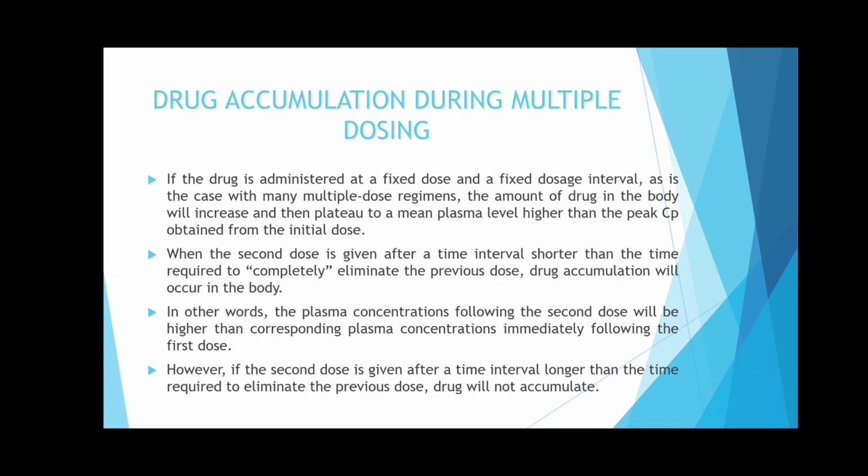If the drug is administered at a fixed dose and a fixed dosage interval, as is the case with many multiple dose regimens, the amount of drug in the body will increase and then plateau to a mean plasma level higher than the peak plasma concentration obtained from the initial dose. When the second dose is given after a time interval shorter than the time required to completely eliminate the previous dose, drug accumulation will occur in the body, obviously. In other words, the plasma concentration following the second dose will be higher than the corresponding plasma concentration immediately following the first dose. However, if the second dose is given after a time interval longer than the time required to eliminate the previous dose, the drug will not accumulate.